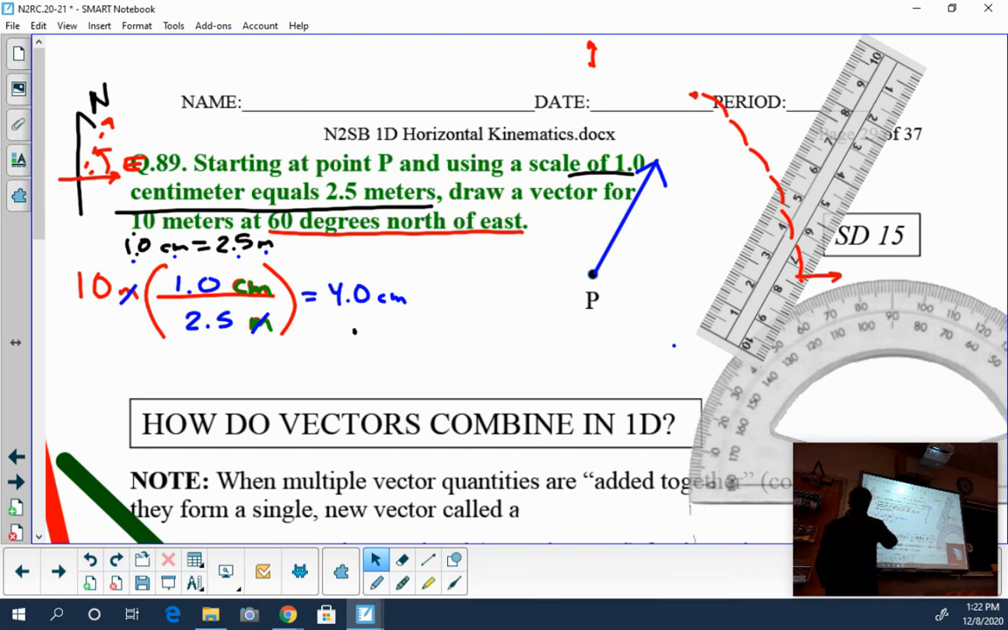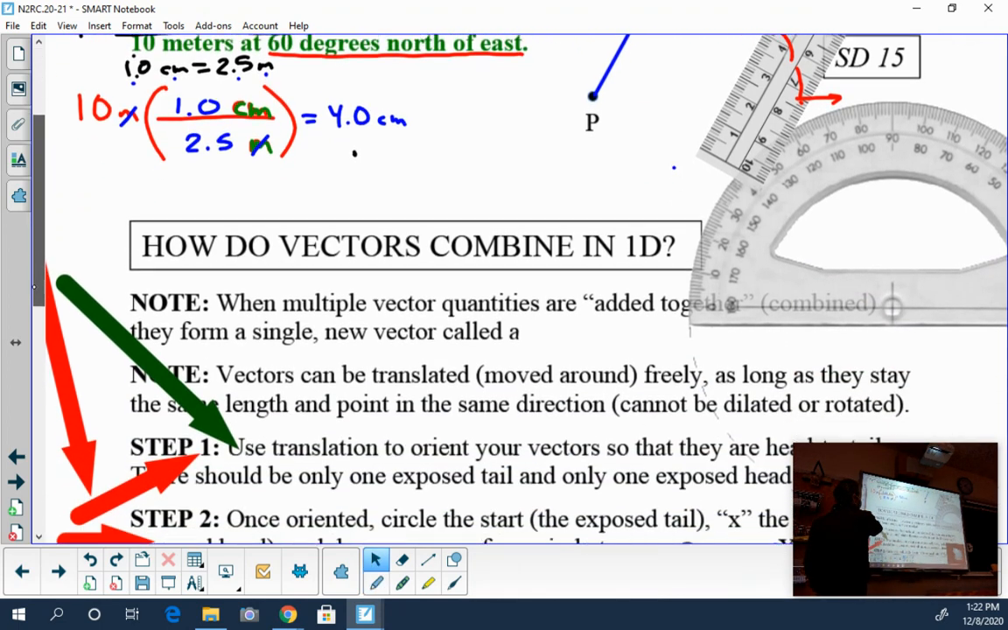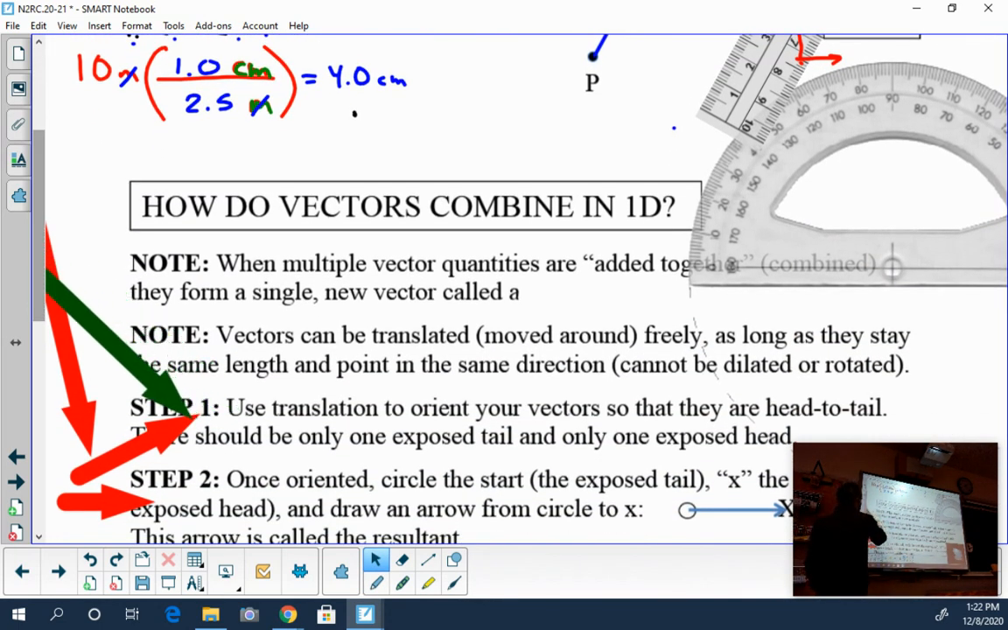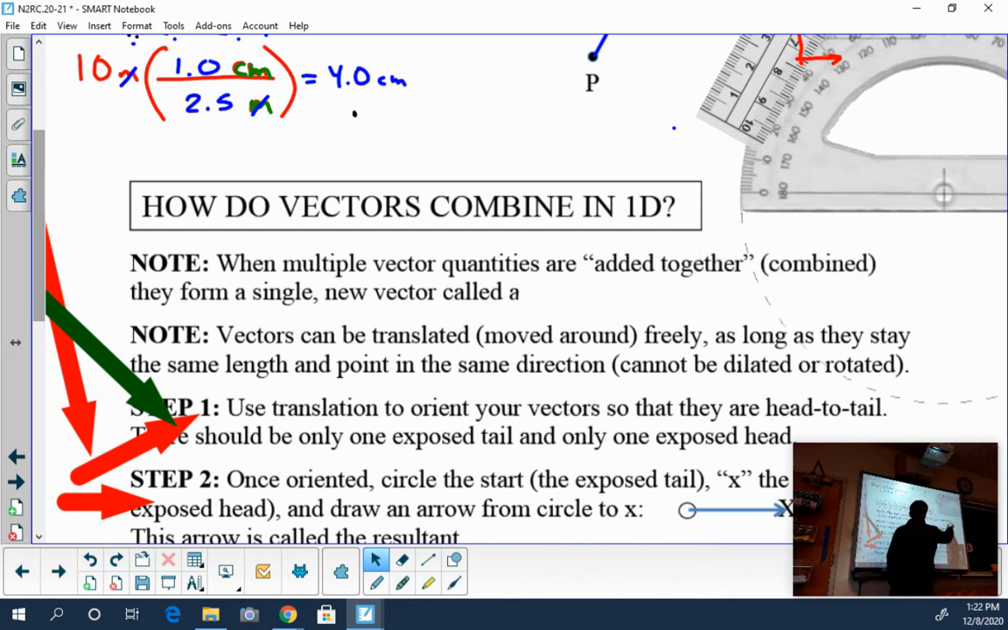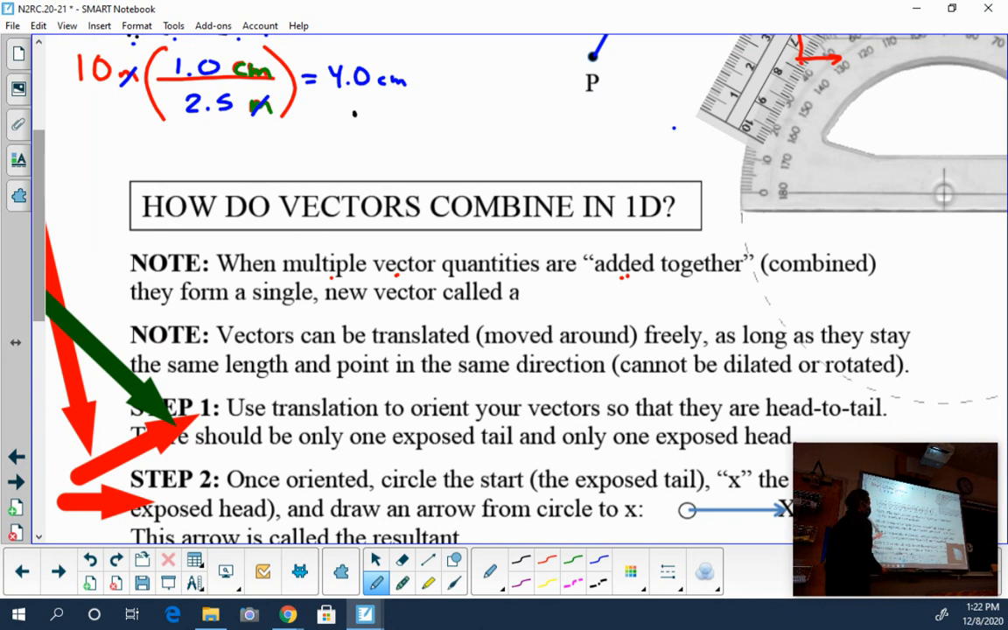Okay. How do vectors combine in 1D? All right, check this out. So we just drew singular vectors. Now we're going to put them together, which is a pretty easy process. When multiple vectors combine, we call them adding. When we add them, they actually can make one big one. It's pretty cool. Put the little ones together, you make one big one. The big one is the result, and so we give it the name, the resultant.